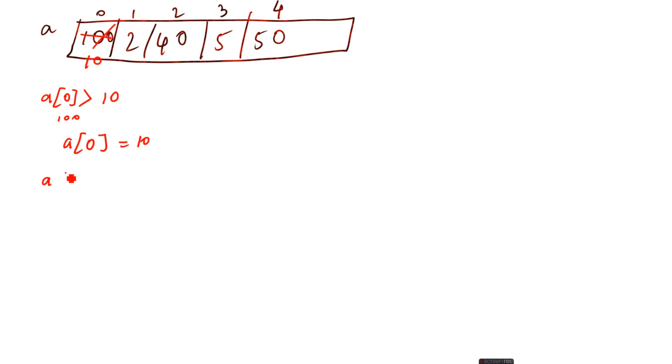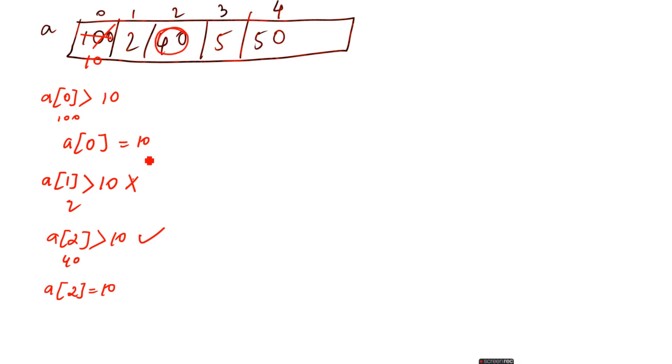Now we are taking the next value, a of 1, and we are checking whether it is greater than 10. The condition is false, because it is 2; 2 is not greater than 10. Now next is a of 2. From index 2, we are checking whether a of 2, that is 40, is greater than 10. The condition is true. Then we have to change the value present in a of 2. So we write a of 2 equal to 10. Now 40 will change to 10.